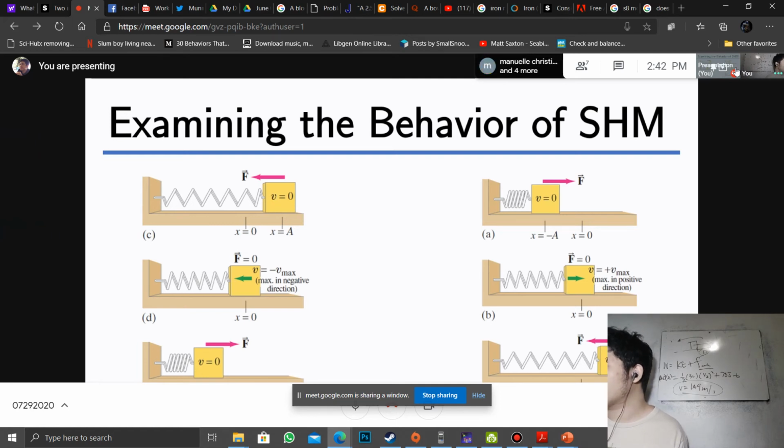Pag nasa amplitude siya, yun yung max acceleration. Pero hindi siya gumagalaw nun. Okay? Always remember that. So, dapat A, C, and D lang yung tama. Letter B, hindi pwede yan, kasi pag 0 yung velocity, doon pinakamalakas yung acceleration, no? Always remember that, ha? Kasi, di ba, a max, acceleration equals force over mass equals kx over m, di ba? Doon pinakamalakas sa dulo yung acceleration, no?